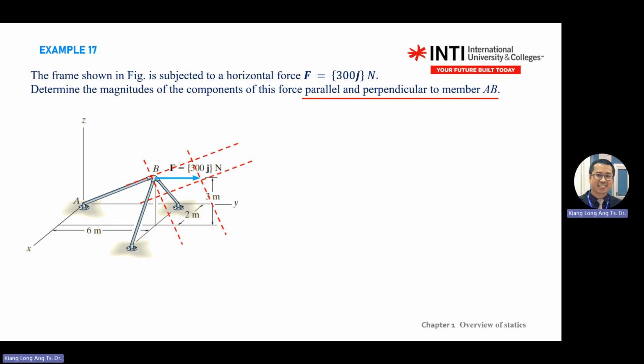Can you guess what I'm trying to do? I'm actually applying the parallelogram law. If you don't understand what a parallelogram is, go back to the previous recording.